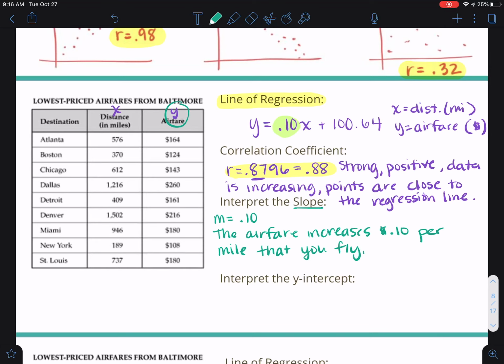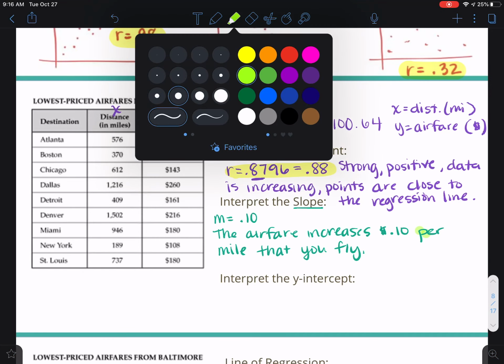Okay. Now your slope interpretation doesn't have to be word for word like mine, but it should be saying in some sense that the price is going up 10 cents for every mile that you fly. So basically every mile costs 10 cents. Okay.